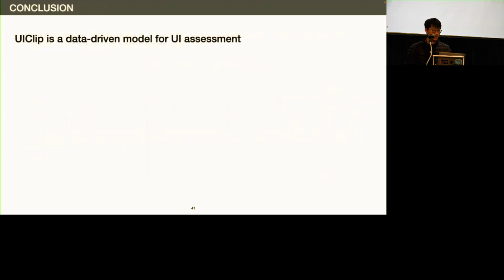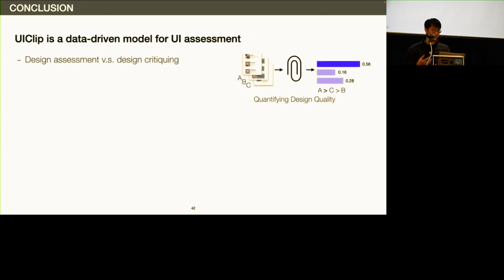So to conclude, in our current work, we built UIClip, which is a data-driven model for design assessment. And we contrast this to some other design critique work that's about to also be presented in this session, in that we'd like to quantify design quality rather than providing potentially useful feedback. Because having this score that can be used to compare and filter samples enables a lot of new applications, and this is particularly true in the machine learning space.